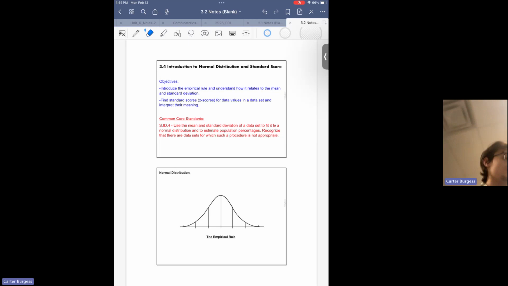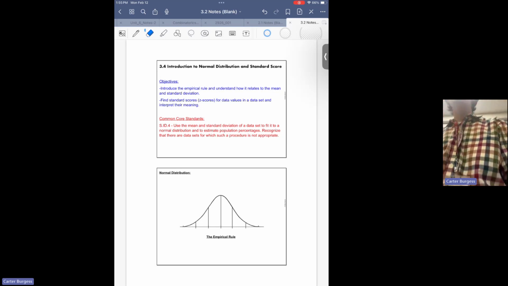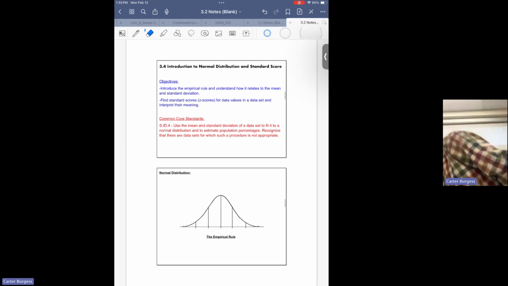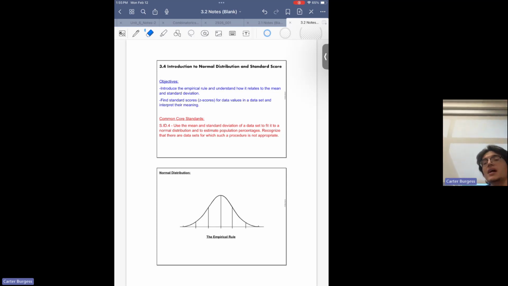Okay. So 3.2, measurements of position, was largely based off of, so thinking about percentiles, quartiles, all that, largely based off of what we knew about the median. But generally speaking, the median is not going to be our go-to measure of center. Oftentimes, it is going to be better, quote unquote, to use the mean instead.